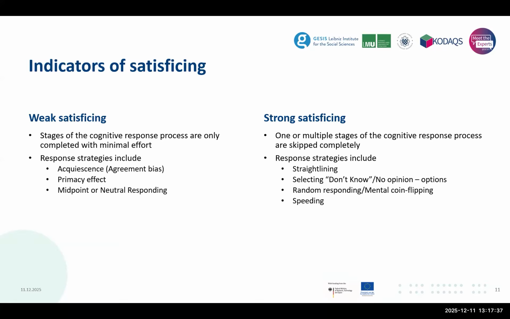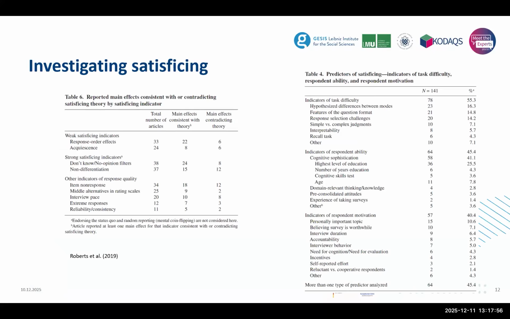Again, when we think of multi-item scales, it can happen that they have some kind of a zigzag pattern, which means it's very random. And lastly, also speeding, which means that respondents are so fast in responding that they almost impossibly were able to process the question correctly.